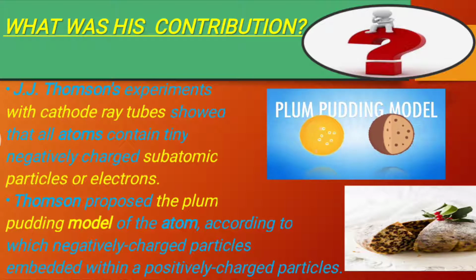charged particle. The basis of this name of this model, plum pudding, is related to a plum pudding dessert made at the time of Christmas in UK, Ireland and other countries. He related plum as an electron, pudding as a positively charged. So he said electrons, negatively charged particles, are embedded within a positively charged particle.